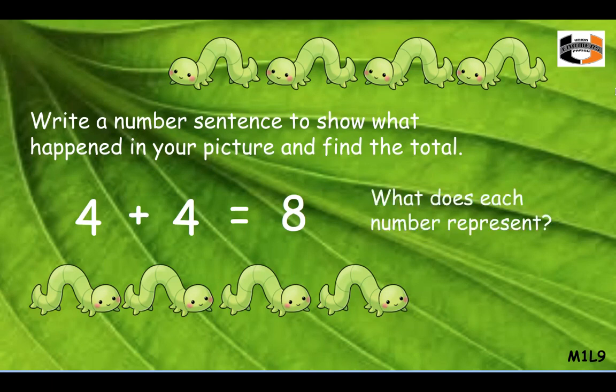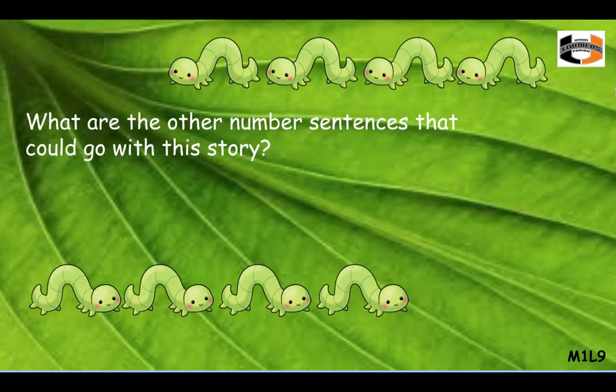What does each number represent? The first 4 represents the first inchworms on the leaf. The second 4 represents the second set of inchworms that came on the leaf. And 8 represents the total. What are the other number sentences that could go with the story?